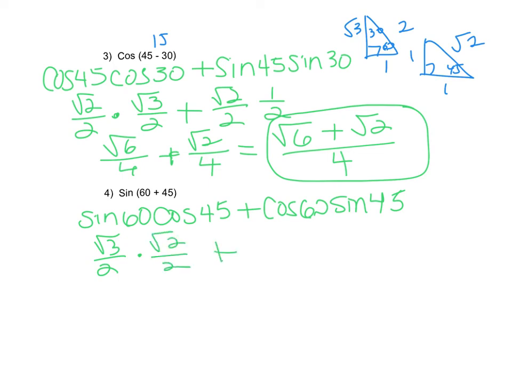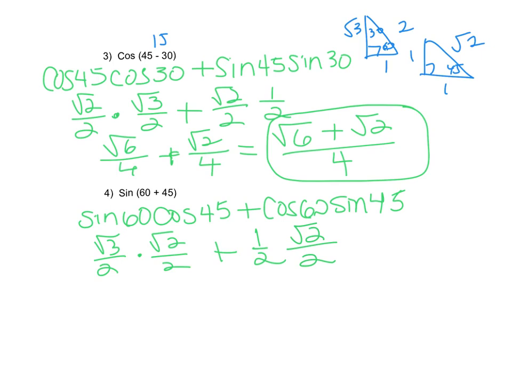And then I'm going to add to that the cosine of 60. We didn't do that on this page, but 60 is here. Cosine is adjacent over hypotenuse, so that gives me 1/2. And sine of 45, again, we already did that up here, and I know that is radical 2 over 2 also. So notice the cosine of 45 and the sine of 45 are the same value.